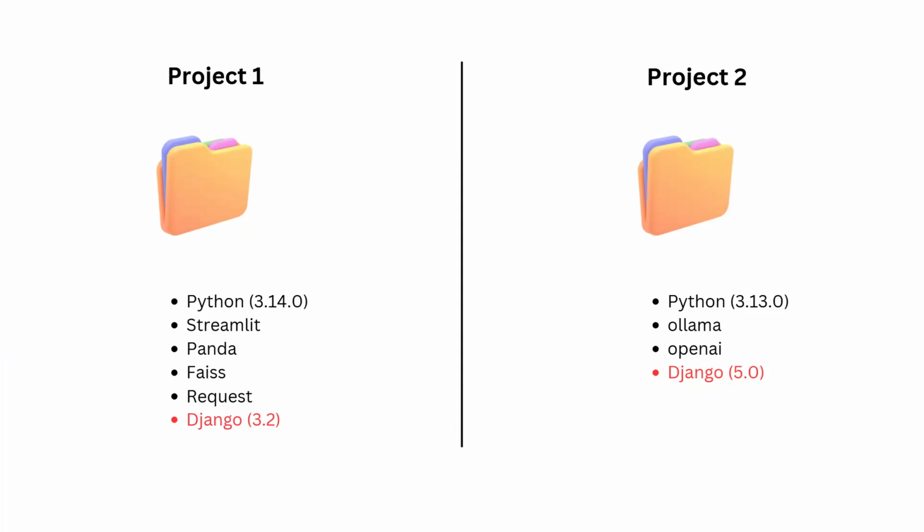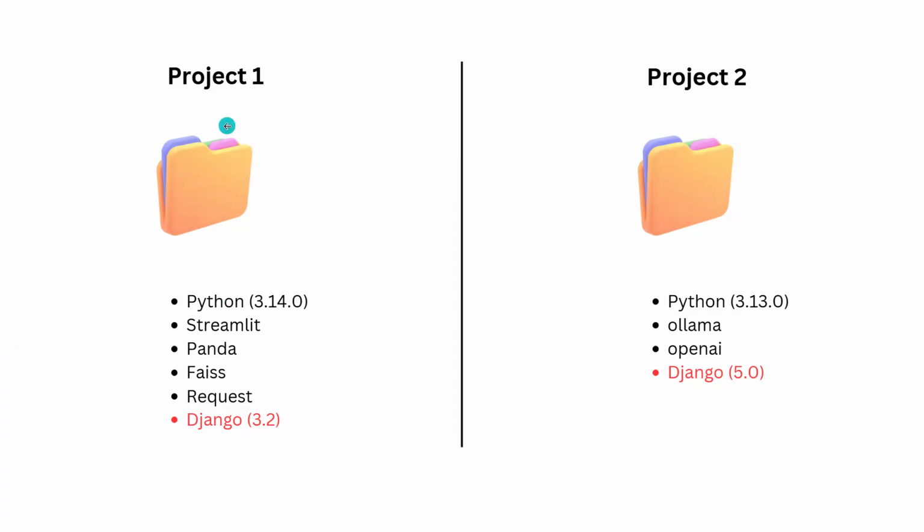That's where a virtual environment, which is venv, comes to the rescue. So a virtual environment is like a separate mini workspace for each project. It keeps all your dependencies isolated to the project. So whatever you install for one project stays inside its own folder and doesn't mess up your other project.